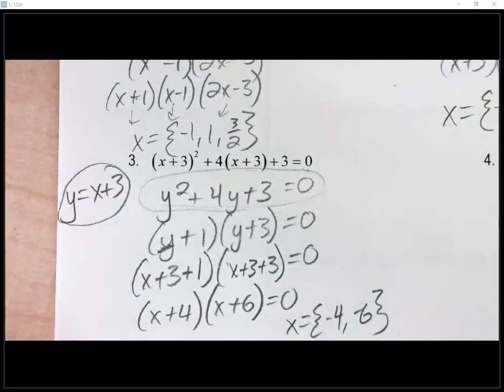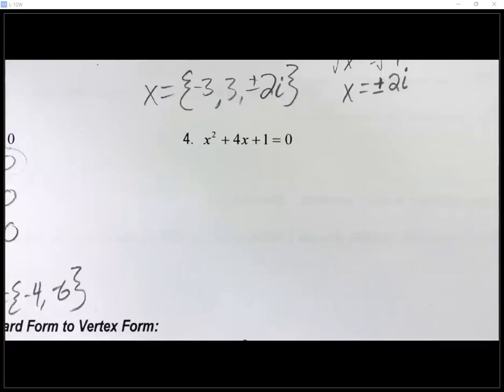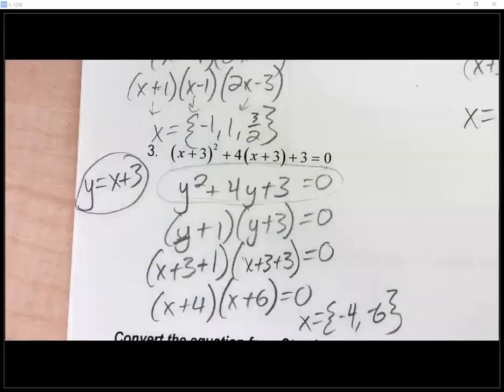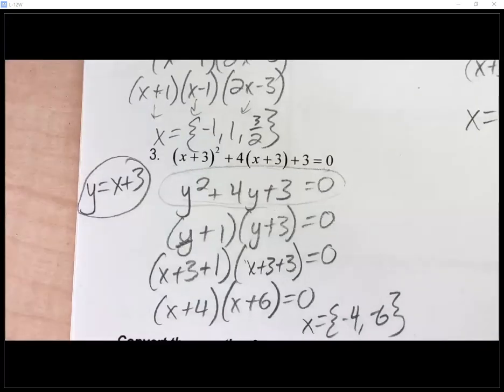And then let's just talk about number 4 real fast, because this one doesn't factor. So if you're supposed to solve it, what are you supposed to do if you can't factor it? Use the quadratic formula or complete the square. I don't care which you use. I would complete the square on number 4 because it's really not bad.